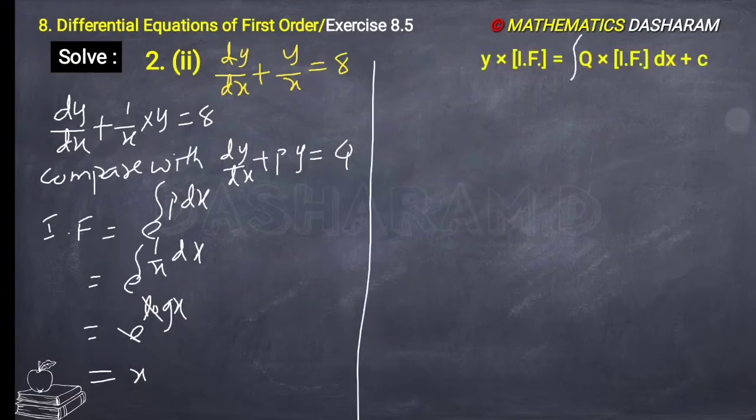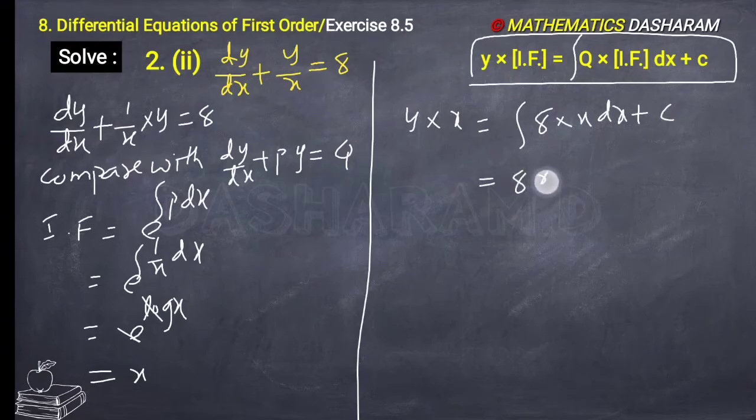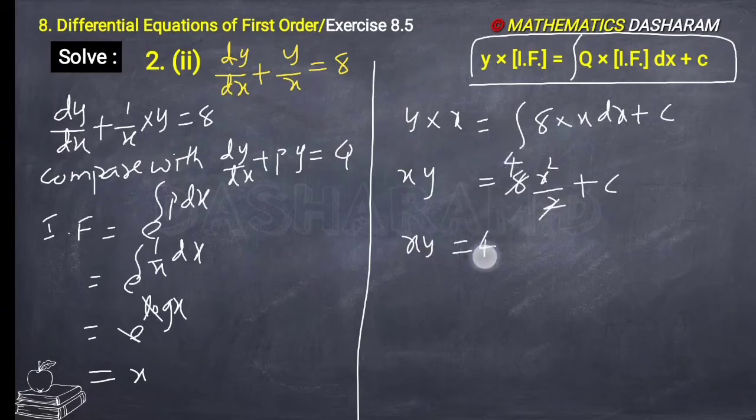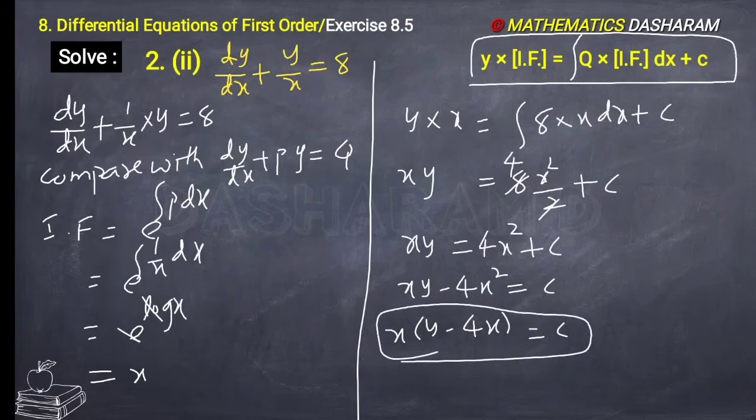Next is the solution. So here the solution is y into I.F., that is x, equals integration of q, 8 into x dx, plus c. So it equals 8x square by 2 plus c. Here x into y equals 4x square plus c, which is our required answer. You can simplify this: xy minus 4x square equals c. Then taking x common, x(y minus 4x) equals c is our required answer.